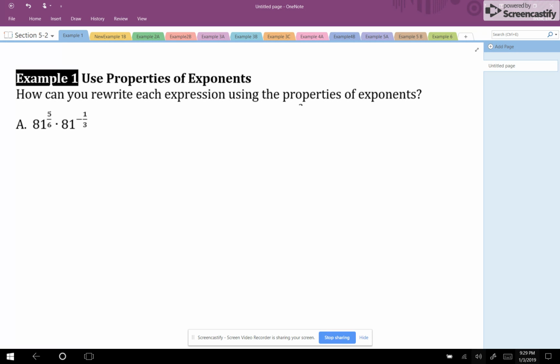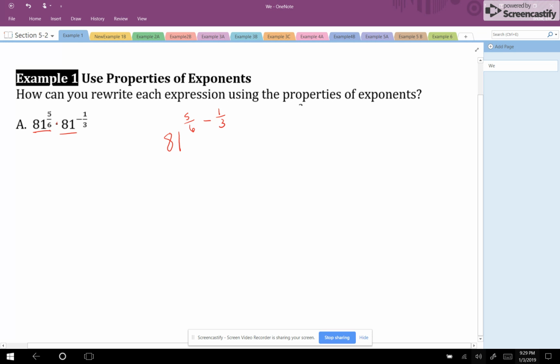So you'll notice that both of these expressions have the same base. They both have a base that is 81, which means that when you're multiplying expressions with the same base, we can add those exponents. So we're going to turn this into 81 to the 5/6 minus 1/3, or plus negative 1/3, however you want to do that. Now you can do this one of two ways.